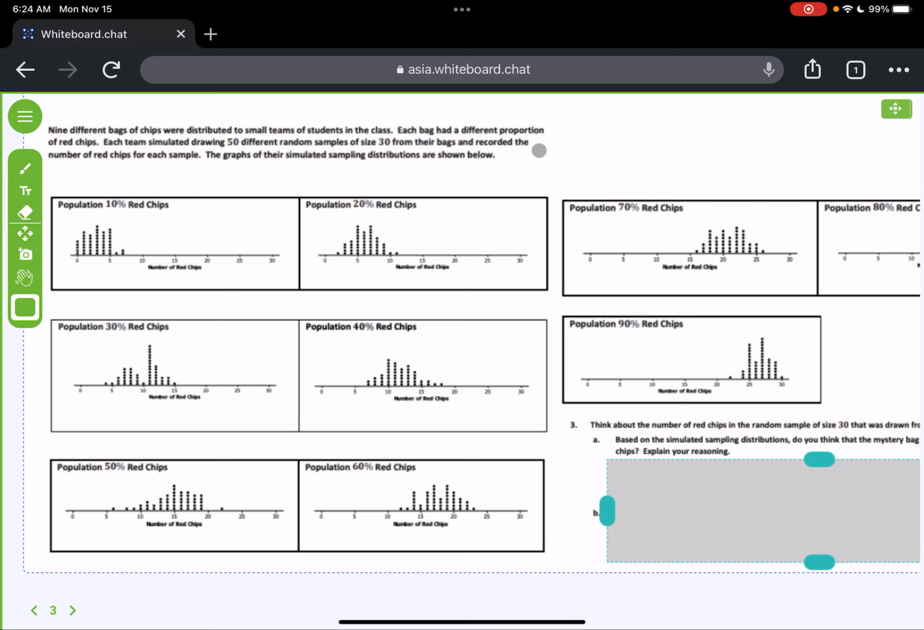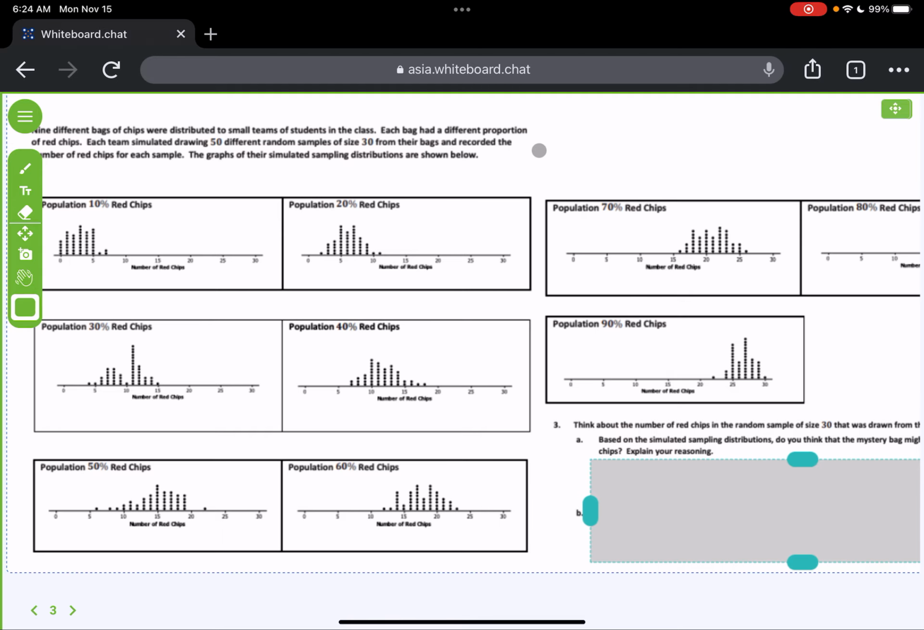Page 3. It says 9 different bags of chips were distributed to small teams of students in the class. Each bag had a different proportion of red chips. Each team simulated drawing 50 different random samples of size 30 from their bags and recorded the number of red chips for each sample. The graphs of their simulated sampling distributions are shown.